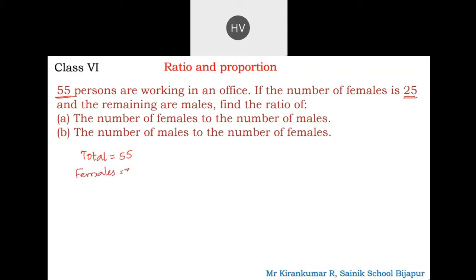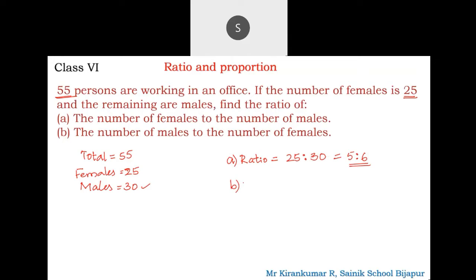We have to subtract. The number of males will be 30. In the first one, the ratio is the number of females to the number of males. So which number will you consider first? 25 you will consider first. 25 is to 30. These two are divisible by 5. 5 is to 6. Very good.